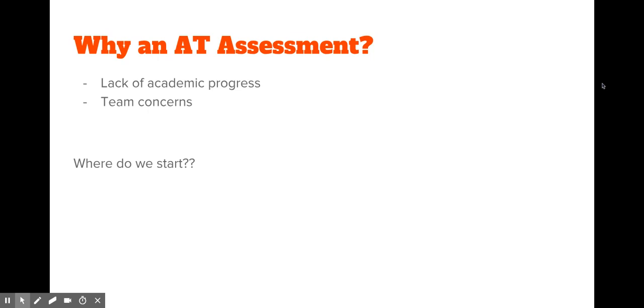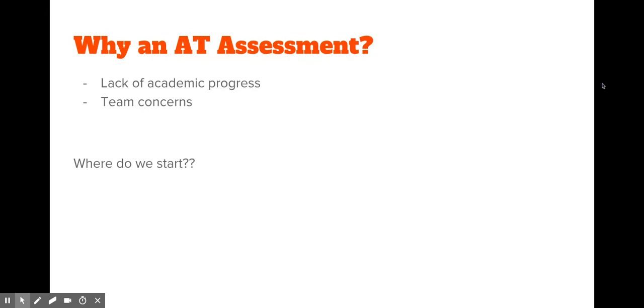Let's get a baseline so that we can know if the assistive technology is making an improvement or kind of making things status quo. So an AT assessment could also be recommended if the team has a concern. So maybe we have a parental concern, or we have a concern from an occupational therapist or another regular ed teacher that the student isn't performing up to his or her potential. So that's really where an AT assessment could come in.